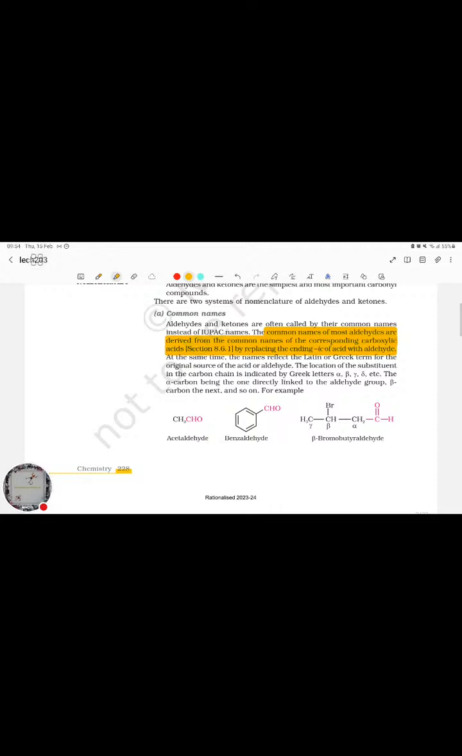It describes the Greek or Latin origin. The location of the substituent in the carbon chain is indicated by the Greek letters alpha, beta, gamma, or delta, etc. The alpha carbon being the one directly linked to the aldehyde group, the beta carbon the next, and so on. So we are having these certain types of compounds over here.